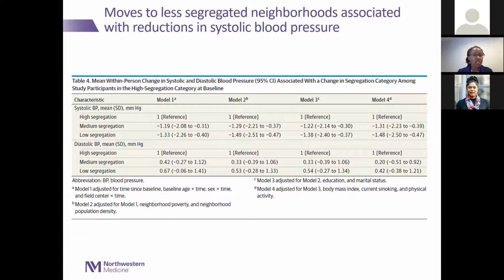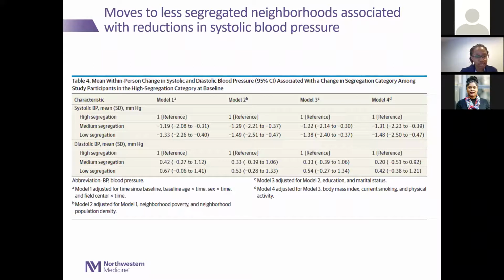And so what we did was look to see whether or not these moves to less segregated neighborhoods were associated with changes in blood pressure. And we found that Black participants who moved to less segregated neighborhoods experienced about a millimeter of mercury reduction in their systolic blood pressure when they moved to low or medium segregation neighborhoods.